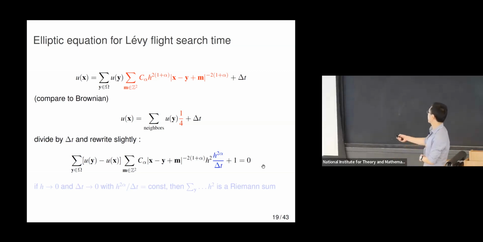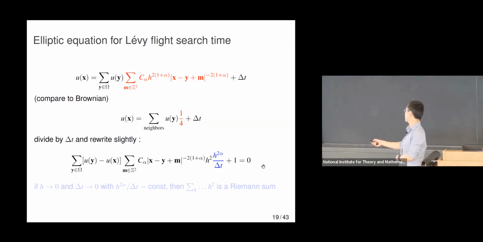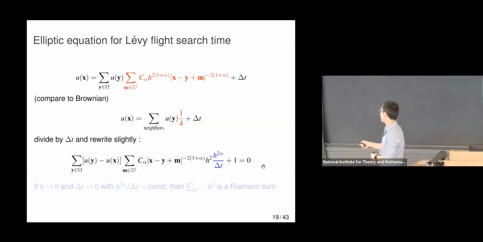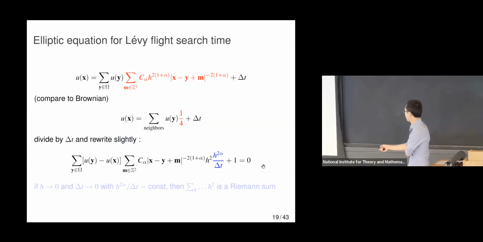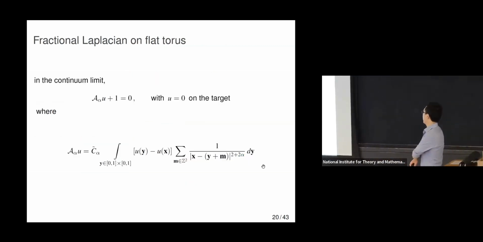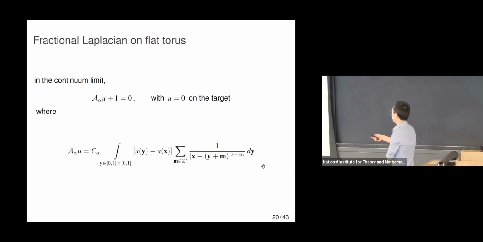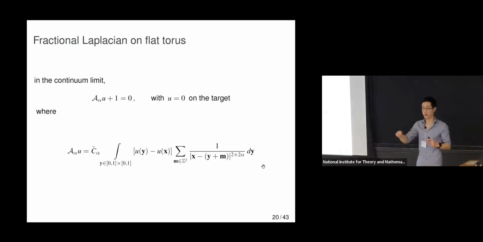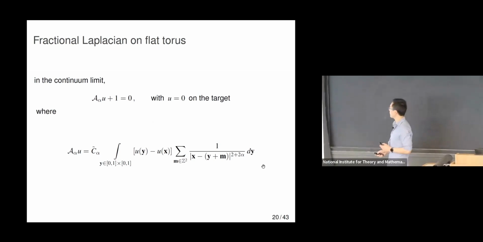In particular, I'm going to split this h to the 2 plus 1 times alpha, or sorry, 2 times 1 plus alpha, into this thing. And the reason is pretty obvious, right? Because as I take the continuum limit, I want h to go to 0, delta t to go to 0. I want to keep this guy constant, right, finite, and this h squared is going to be like the dx dy in the Riemann sum, right? So I do that limit, and I get this operator here, right? And again, I have u equals 0 on the entire target, not just on the boundary. Okay, so it's like an exterior problem.